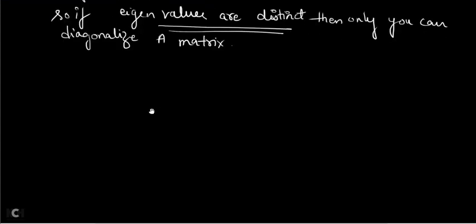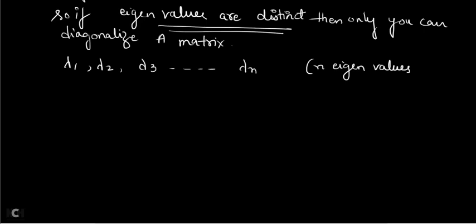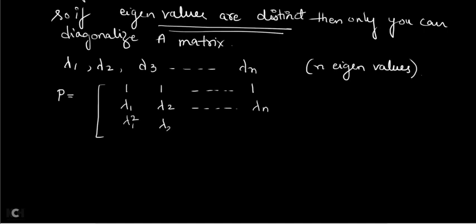Now let us consider there are n number of eigenvalues, lambda 1, lambda 2, lambda 3, etc. up to lambda n. N eigenvalues are present. For these n eigenvalues, you should construct a matrix called capital P. Capital P, first row should be 1, 1, 1, etc. Second row should be lambda 1, lambda 2, etc. up to lambda n. Third row should be lambda 1 square, lambda 2 square, etc. up to lambda n square.